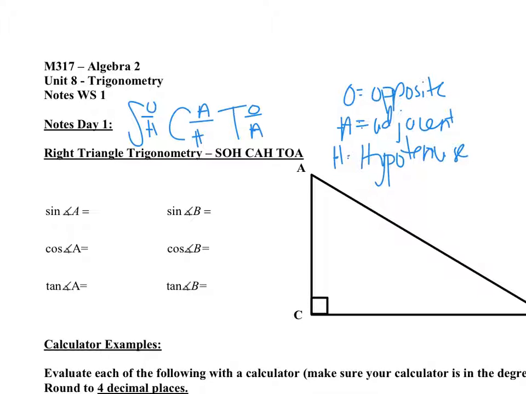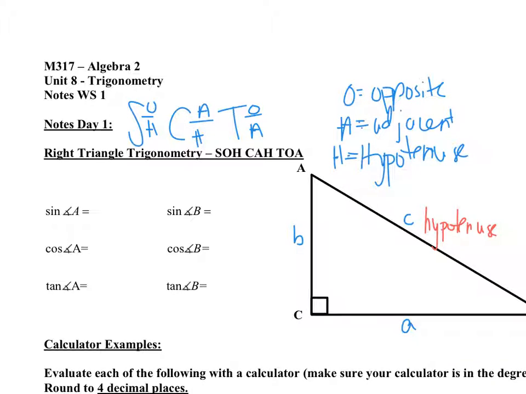Now, the hypotenuse is always the same. It's always the side across from the right angle. So here is our right angle, and the hypotenuse is always across from that. Also, when you label a triangle, little a is across from big A, little b is across from big B, and little c is across from big C. And this is going to be our hypotenuse.